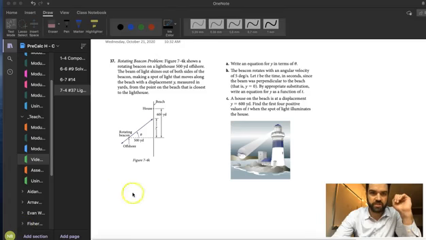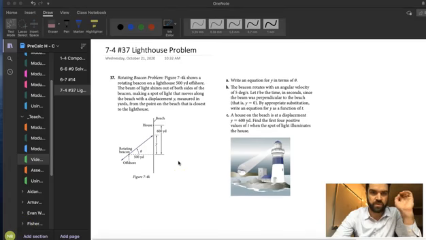Alright guys, so let's try this out. This is 7-4 number 37, the Lighthouse Problem. And our class is going to be starting here in about 5 minutes. So I'm going to go through this question quickly so that it's not interrupted.